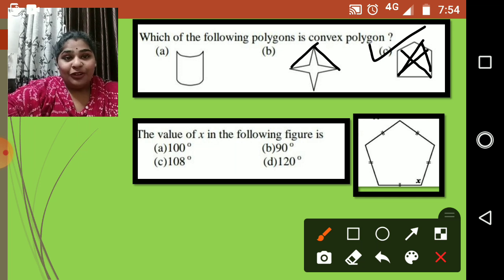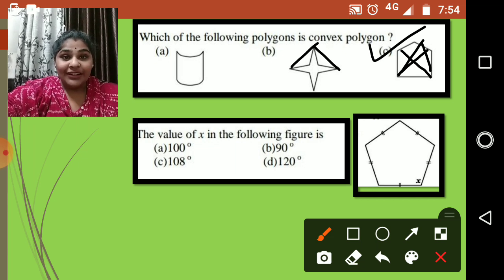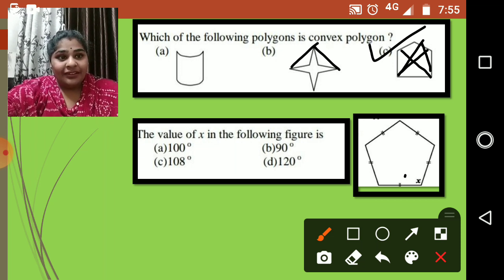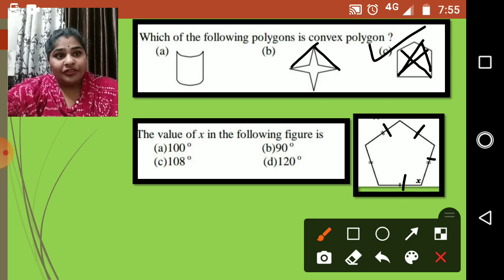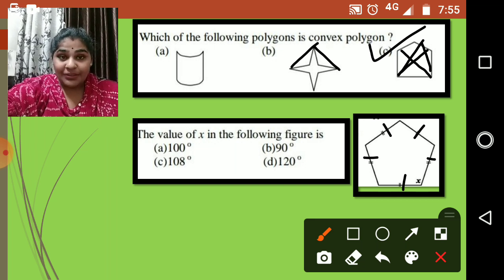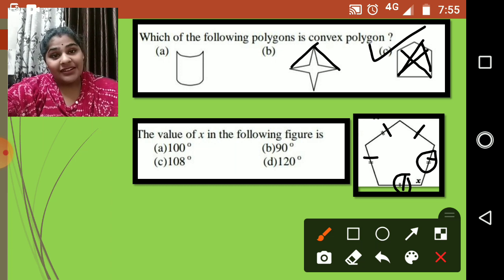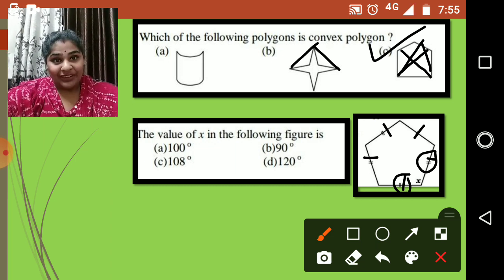Next one is, the value of x in the following figure is. Now look at the figure carefully, children. How many sides are there? 1, 2, 3, 4 and 5 sided figure. It's a pentagon. But if you look carefully at the figure, there are some markings given over here which tell us that all the sides are equal, right? And I know that if all the sides are equal, then all angles are also equal.